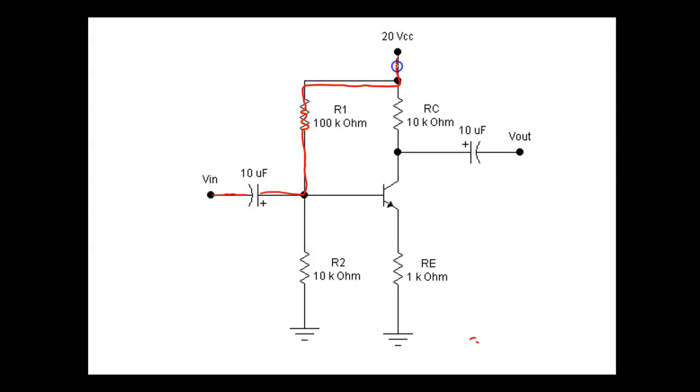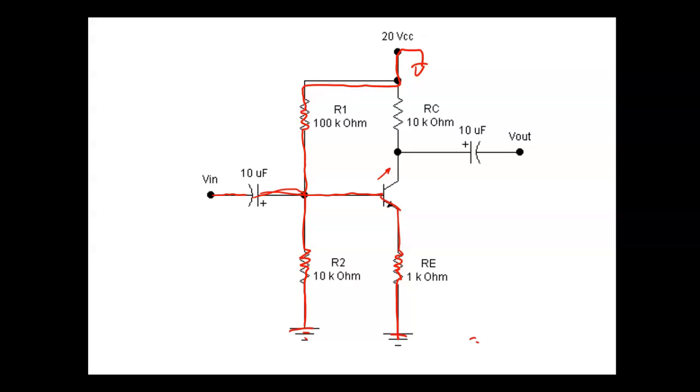Because AC sees this, right? You understand? AC sees that. It's coming over, going this way, coming over here, going through here. Why doesn't the AC go that way? It's reverse bias, right? It's reverse bias.